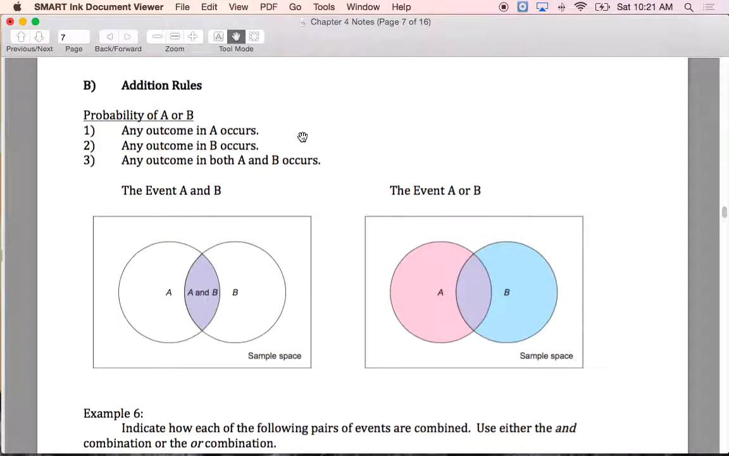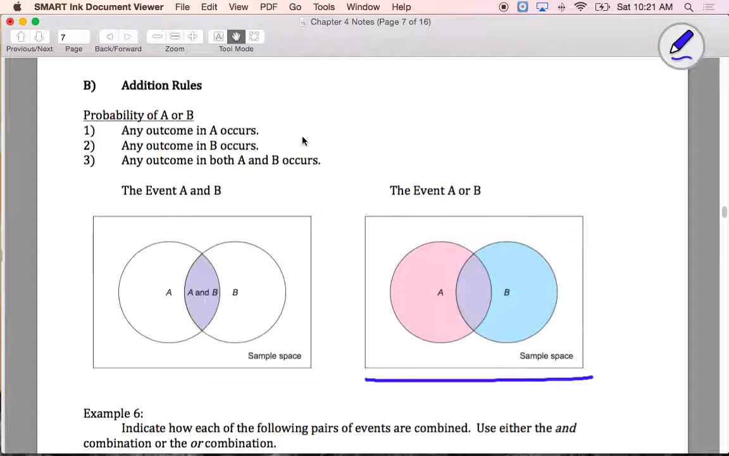Now, addition. If and is multiply, or is going to be add. So, or occurs when either something happens in Group A, Group B, or together in A and B. So if you look here at our picture, we have A is pink, B is blue, and their overlap there is going to be like a purple color there. Now, if you're looking at A or B and you have an overlap like that, you're counting some numbers twice because those numbers are included in both the A group and the B group.